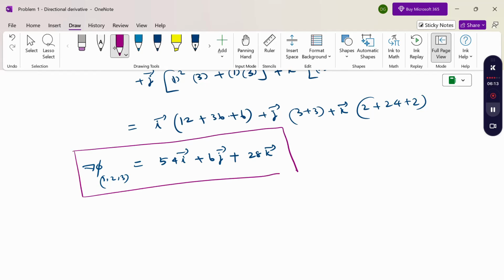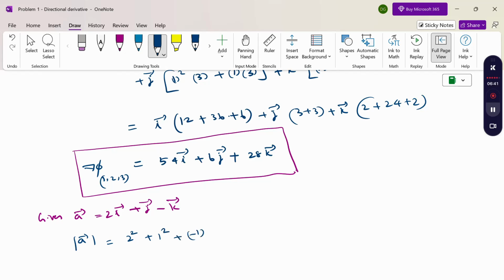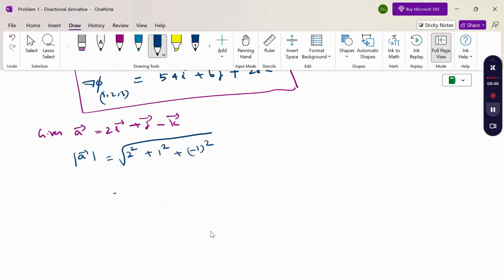Now given the direction, what is the direction? Given a vector, 2i vector plus j vector minus k vector. From this, the modulus of a vector is the square root of the sum of squares of the i, j and k coefficients: 2 squared, 1 squared, minus 1 squared, square root. Now 2 squared is 4, plus 1 plus 1, root 6. This is the modulus of a vector.